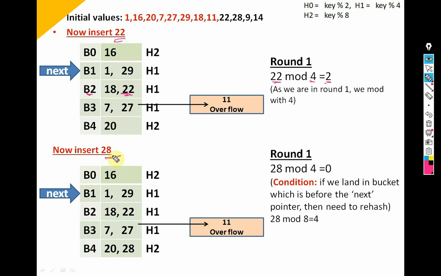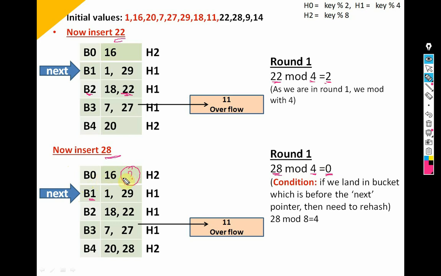Now I am inserting 28. 28 mod 4 is 0. 28 is to be placed in 0th bucket. Means you should get 28 here. Now you observe here, there is a specific condition. I am not placing 28 here. Why am I not placing? Whenever you perform the hash function, you get a resulting bucket number. If the bucket number is less than the bucket which is pointed out by the next pointer, then it is to be rehashed with the next hash function.